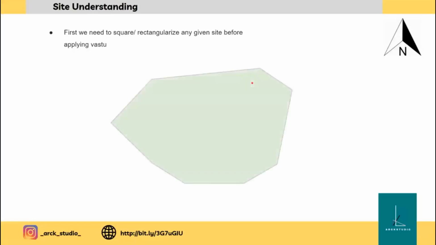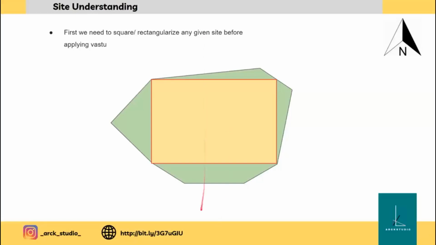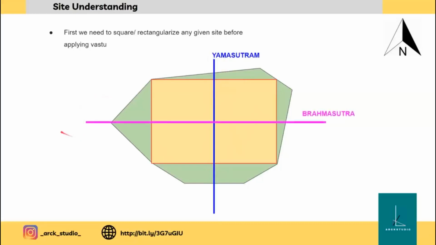So if you get an irregular site like this, as shown in the figure, we try to make it a rectangle or a square, as I have done now. And then we determine the two major axes, that is the north-south axis and the east-west axis. The north-south axis is called the Yamasutra as per Vastu Shastra, and the east-west direction is known as the Brahmasutra. The Yamasutra is the ancestral flow according to Vastu Shastra, and the Brahmasutra is the godly flow.